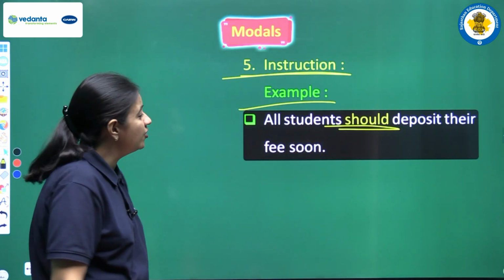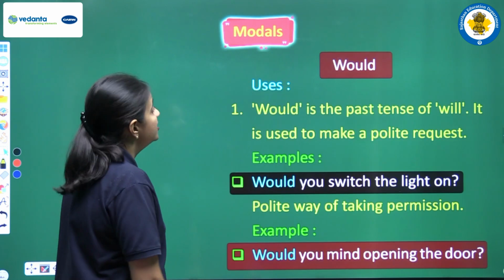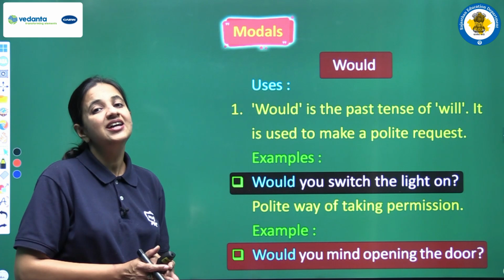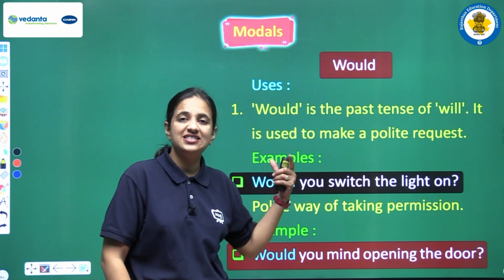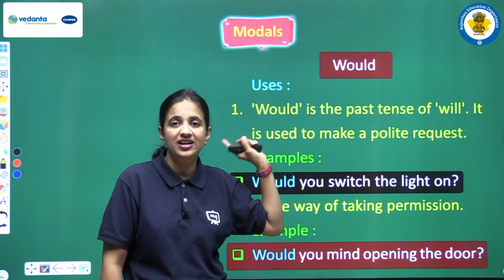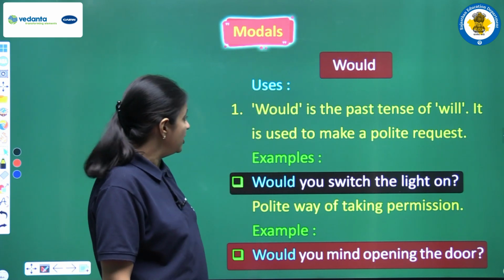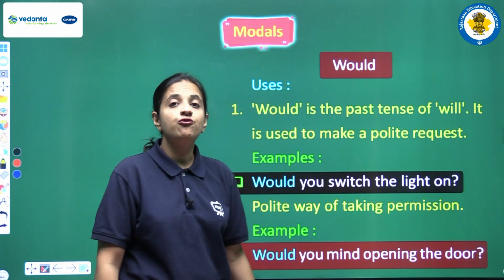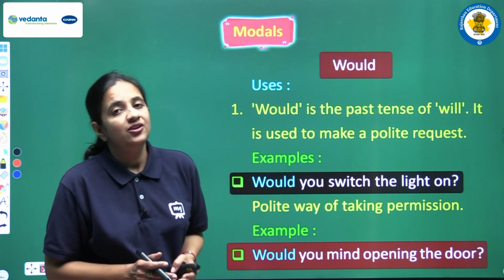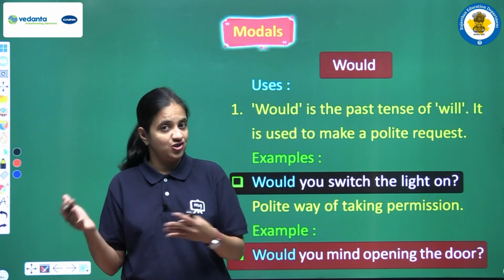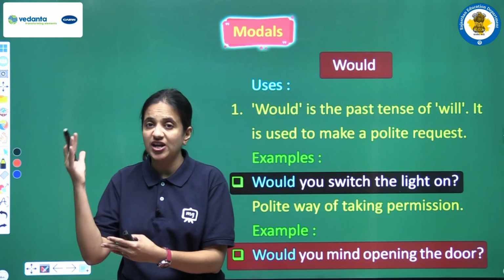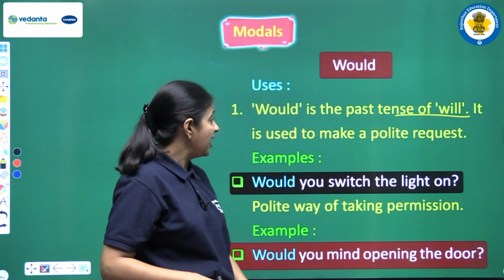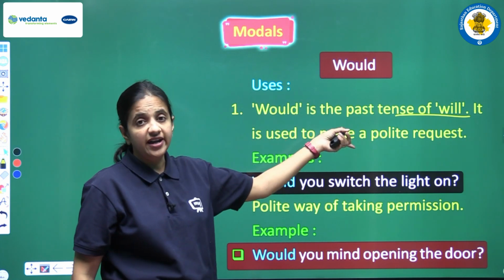Now moving on, we have our next modal. So the next modal that we have here is would. Okay, so this is our next modal, would. So let's see now the different uses of this modal would. Let's see the very first use. Would is the past tense of will. Okay, so this is something common in would and should. Should was the past form of shall. Similarly, would is the past form of will, and it is used to make a polite request.